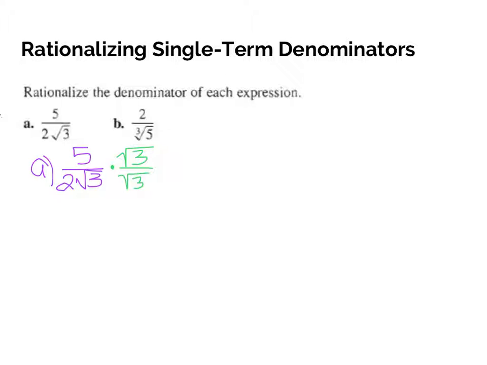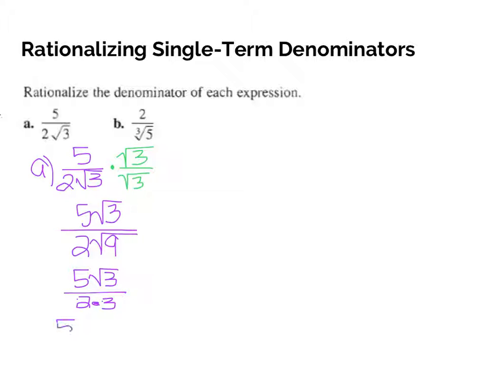So when we multiply, we treat this as fractions. We multiply straight across. So 5 times the square root of 3 will just be 5 root 3 over 2. The square root of 3 times the square root of 3, you can think about, if you need to, as the square root of 9. But we know that the square root of 9 is 3, so this becomes 5 root 3 over 2 times 3, which simplifies finally to 5 root 3 over 6.